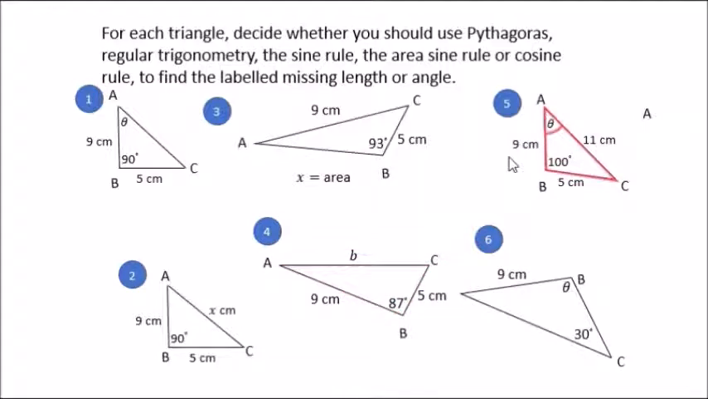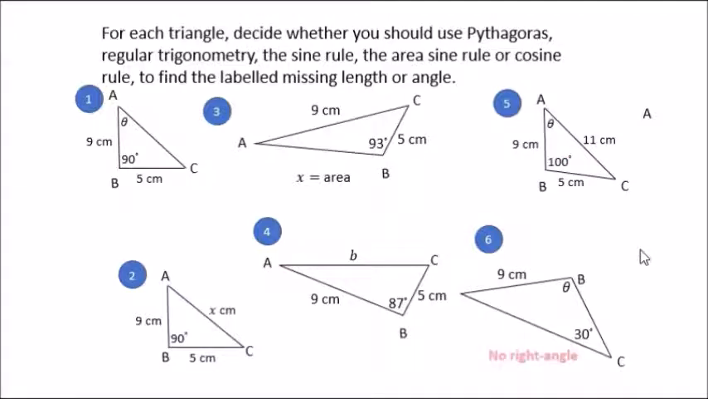Question 5, we have a similar setup. We have 3 known sides and 1 unknown angle, which means that we can use the cosine rule. However, that's not the only rule we can use, because we have 11 centimeters opposite to the 100 and the angle over here opposite to the 5 centimeter side. Because we have a pair of known opposites and we know one of them, we can therefore use the sine rule to figure out our missing angle up here.